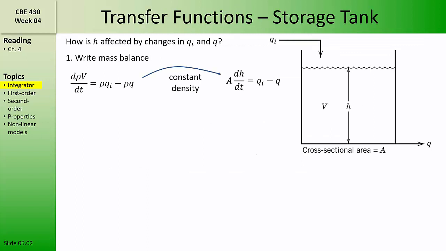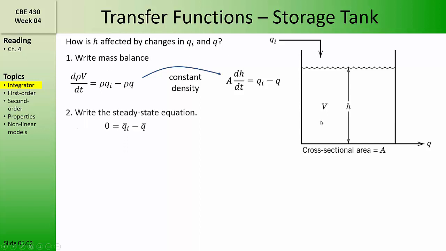So suppose we write a simple time domain dynamic mass balance for the quantity of fluid in a storage tank. The rate of accumulation of mass in the tank is equal to the difference between the rate at which material enters the tank and the rate at which material leaves the tank. If we assume that the fluid has constant density, then the rho can be factored out of this equation, and we can write a dynamic model equation for the change in the height of the fluid in the tank, where A represents the tank cross-sectional area.